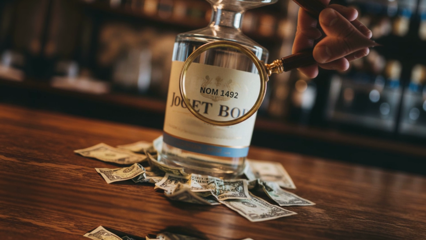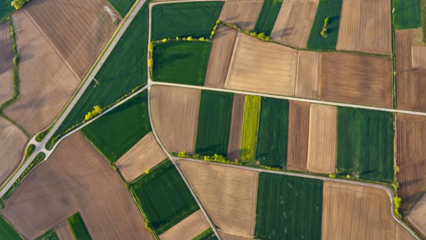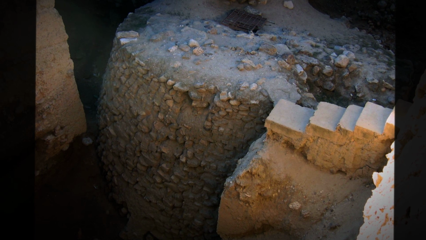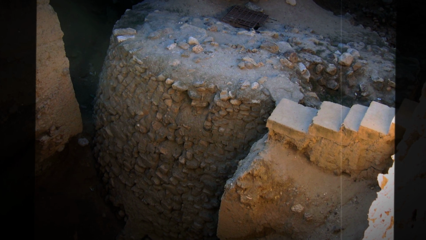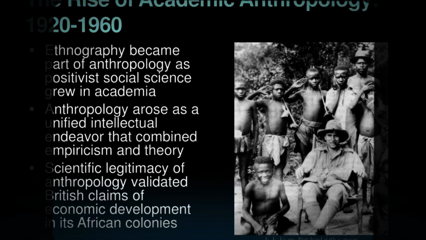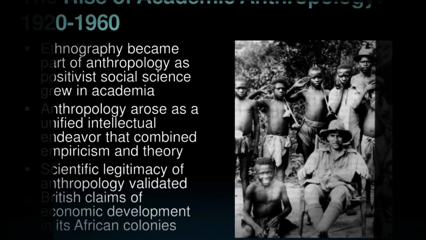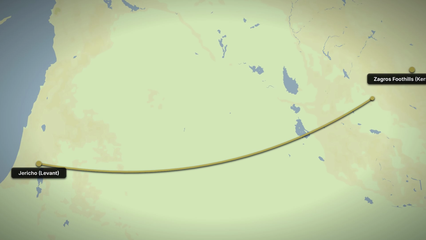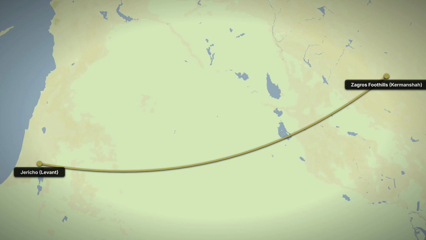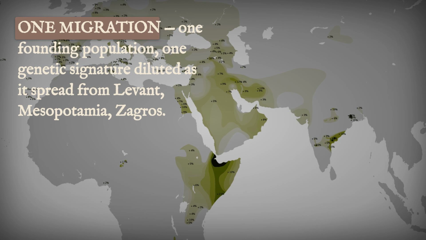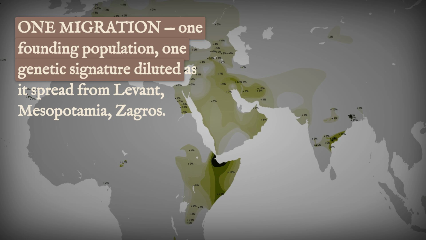The logic was intuitive. These regions are geographically connected. The crops overlap. The archaeological timelines overlap. Why would anyone assume that two completely separate groups of people invented farming independently in the same broad region at almost the same time? And so for decades, the default position was a single origin model. Farming started somewhere in the Fertile Crescent, probably the Levant, and the people who invented it carried their genes outward with their grain, into Anatolia, into Europe, into Iran. One migration, one founding population, one genetic signature that gradually diluted as it moved.